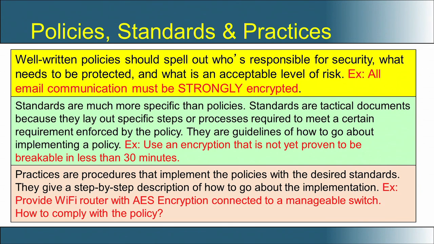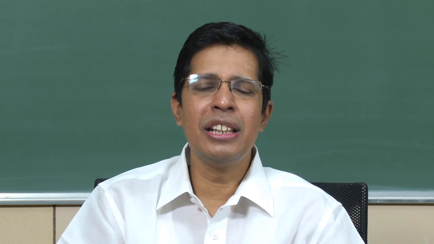So, well written policies should spell out who is responsible for security and what needs to be protected and what is an acceptable level of risk, but you actually stop there. For example, all email communication must be strongly encrypted. This is a policy, and it will say who is responsible for ensuring this policy. There will be one part of the IT wing or a communication part of the IT wing, and they will say he is responsible for seeing that all email communications are strongly encrypted, and the policy stops here.